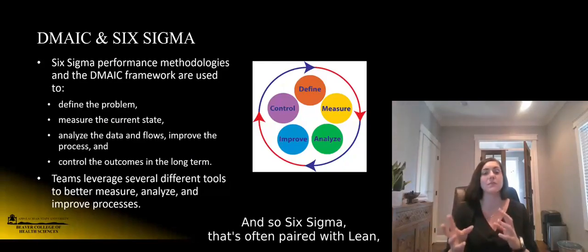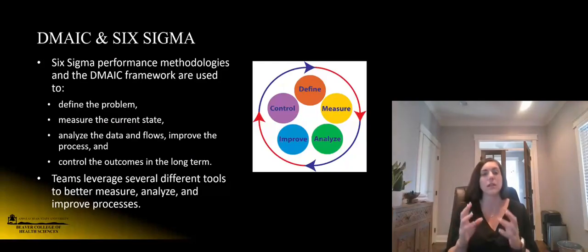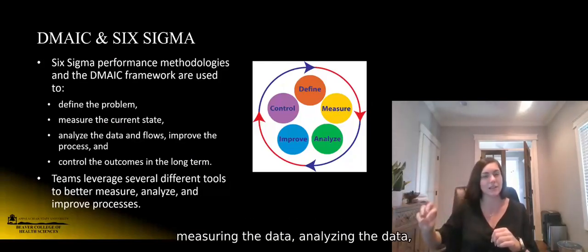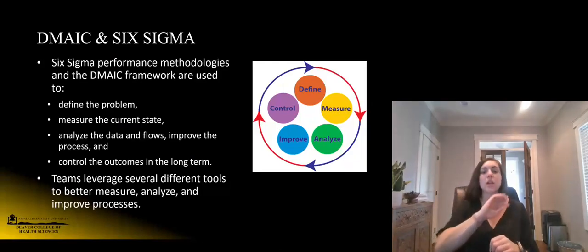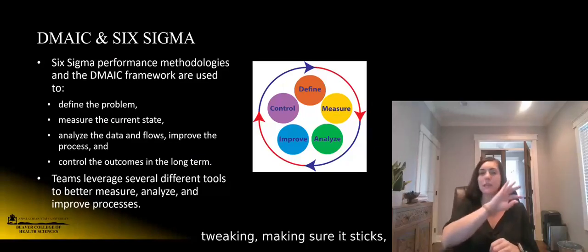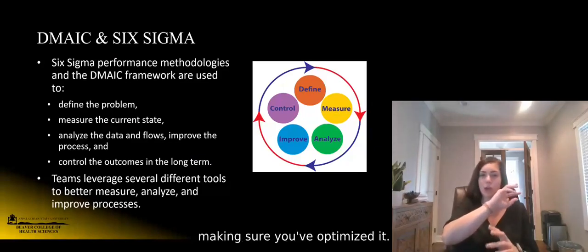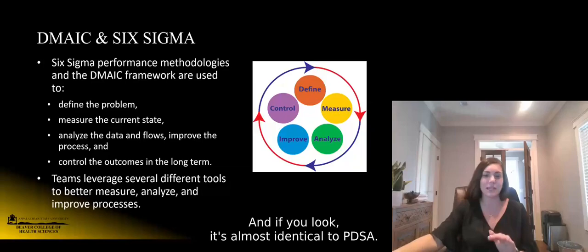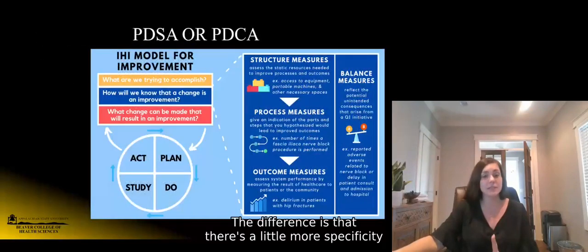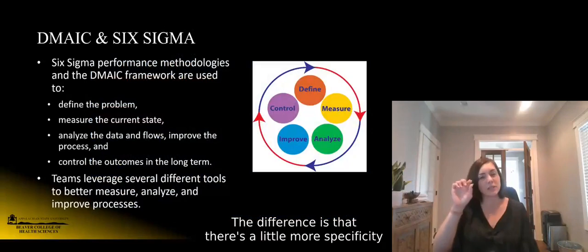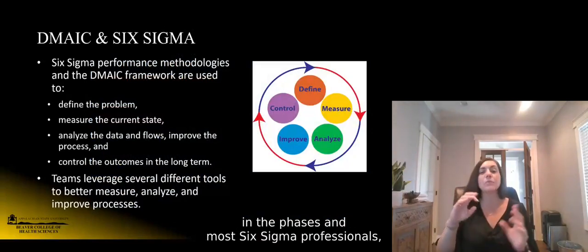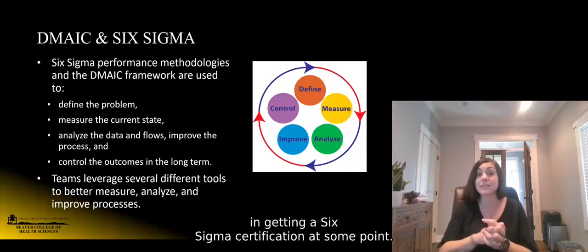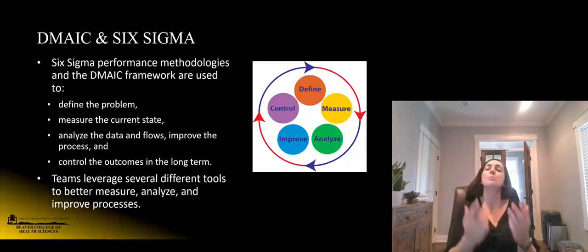And so Six Sigma, that's often paired with Lean, they're two frameworks, is a framework that looks at defining a problem, measuring the data, analyzing the data, implementing an improvement, controlling that improvement, tweaking, making sure it sticks, making sure you've optimized it. That is a cycle. And if you look, it's almost identical to PDSA. I mean, very similar. The difference is that there's a little more specificity in the phases. And most Six Sigma professionals, like myself, I'm a Six Sigma black belt, and you may be interested in getting a Six Sigma certification at some point.